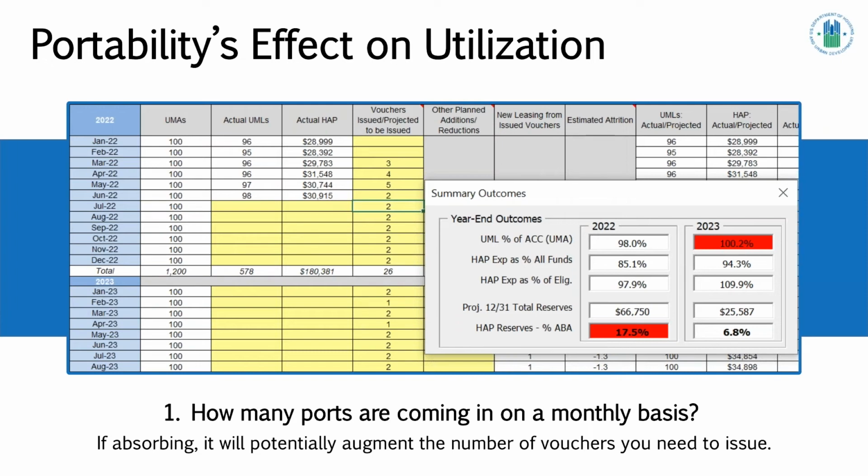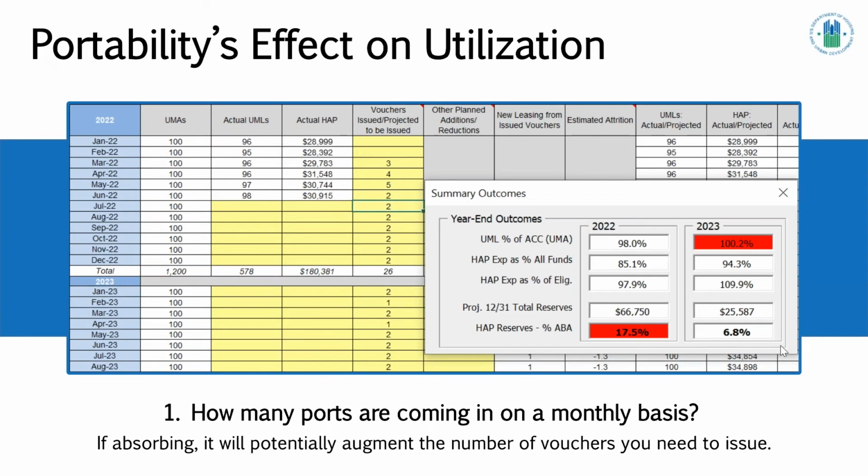If you are just absorbing all of your ports, it can potentially augment and change the number of vouchers that you need to issue over time. As PHAs get closer and closer to maximizing out their HAP reserves and/or voucher allocations, PHAs will need to start heavily considering administering ports so that you can continue to maximize the utilization of your program to the families that are currently on your waiting list within your jurisdiction.